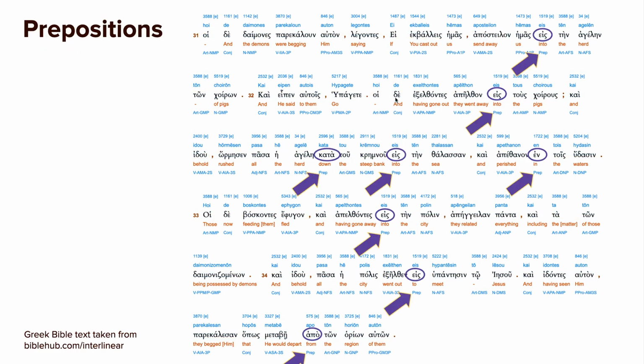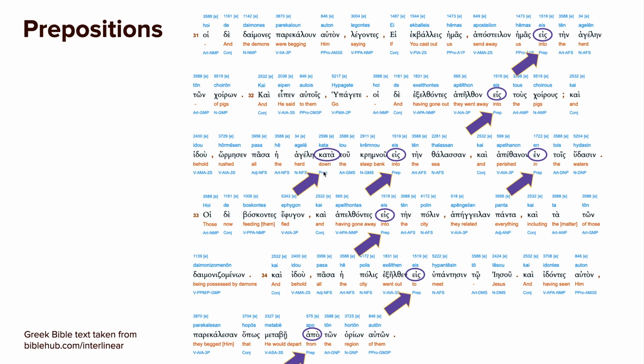Let's first talk about the prepositions that are in these verses. Ace, we're familiar with, followed by the accusative. Again, ace, and again, ace here, here, and here. So we have five in one section here. So into the herd, into the pigs, into the sea, and into the city, and went out to meet. In order to is basically the meaning here. All right, so we have accusative after all of those.